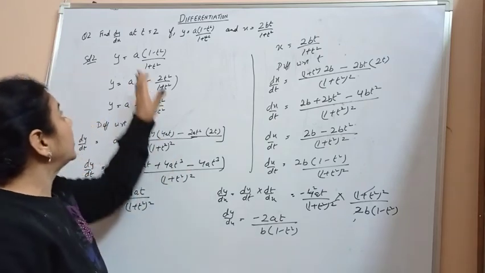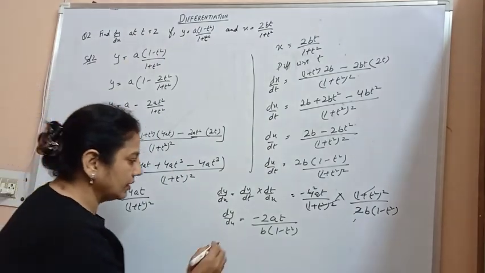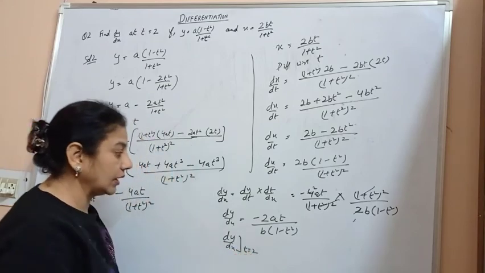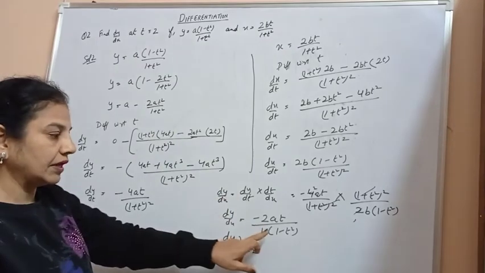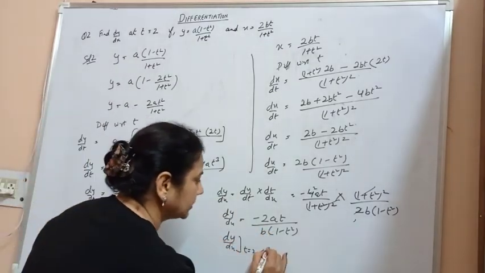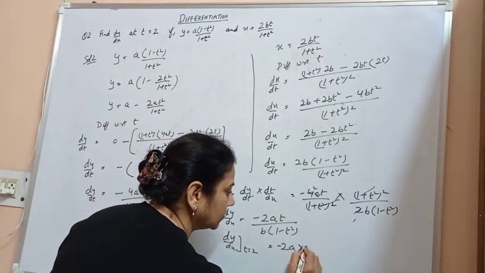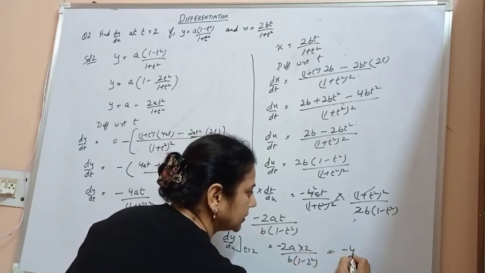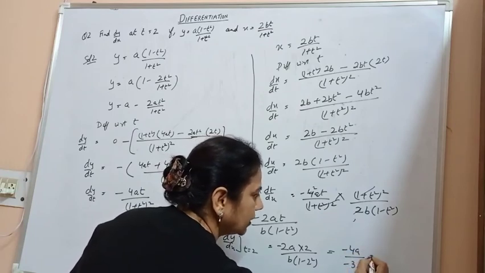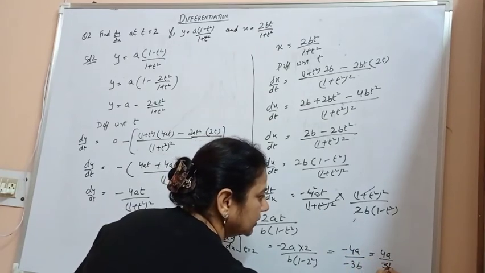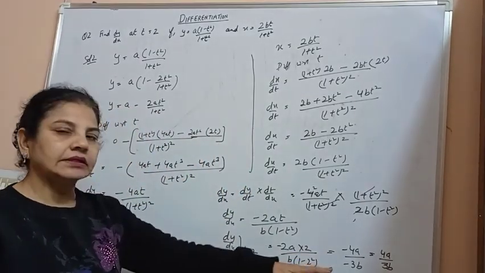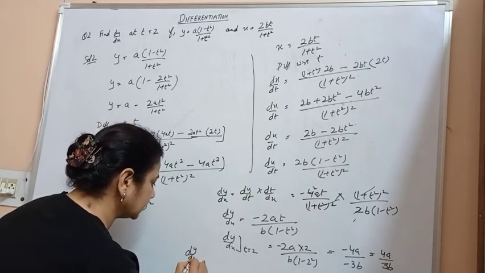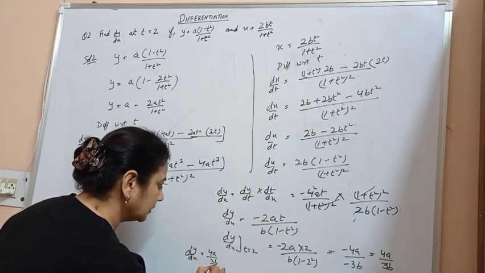I have to calculate dy by dx at t is equal to 2, so wherever there is t, I put 2. I get minus 2a into 2 upon b times (1 minus 2 square), which is equal to minus 4a upon minus 3b, which is 4a by 3b. So dy by dx at t is equal to 2 is equal to 4a by 3b. This is my answer.